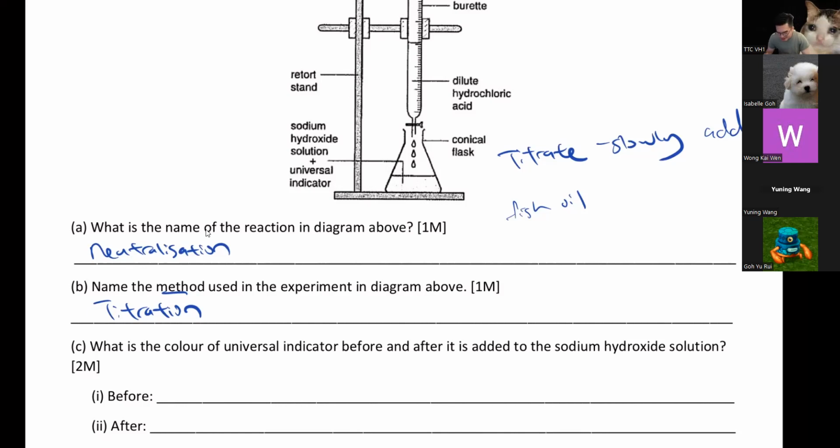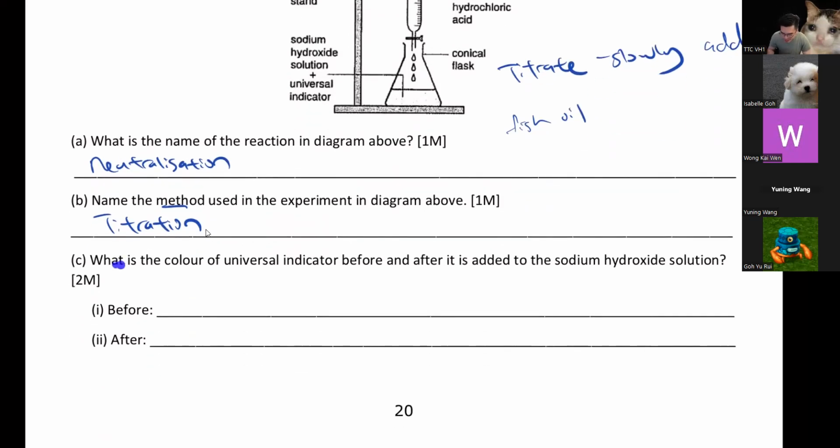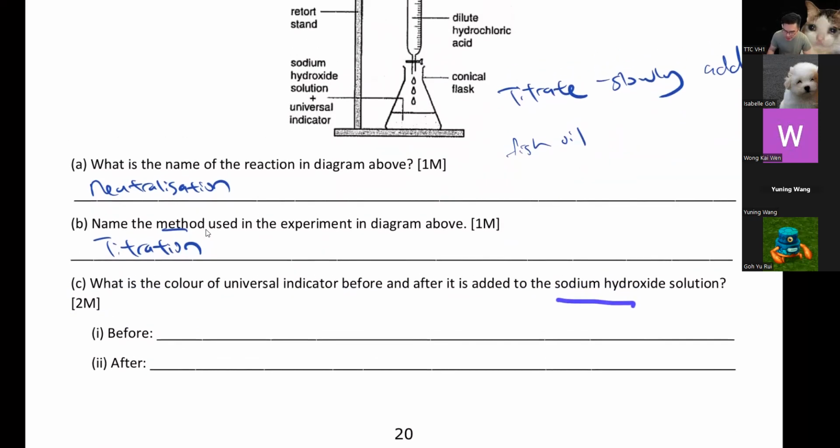So, what is the color of the universal indicator before and after it is added to the sodium hydroxide solution? Guys, here's the trick. It's not like they put it here, then they add here. What's the original color of universal indicator? No, it's not rainbow. It is neutral in the beginning. What's the color of neutral? Your rainbow color, who's in the middle? Very good. That's your green.